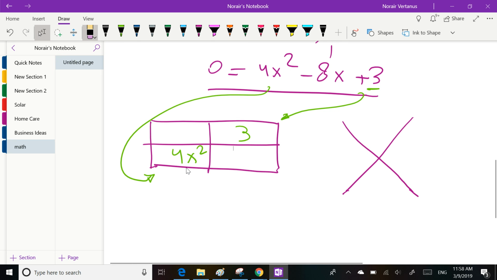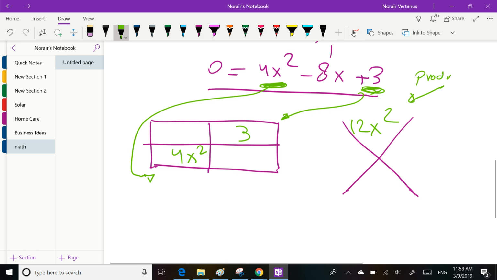So when you have the rectangle, it's these two that cross. But in the diamond case, the product of these two is 12x squared, and the bottom is going to be the sum. So this is the product of A and C, with the x squared, of course. It's going to be 4x squared times 3. And over here is just the middle term, which is the sum. Now you'll know why we call it sum.